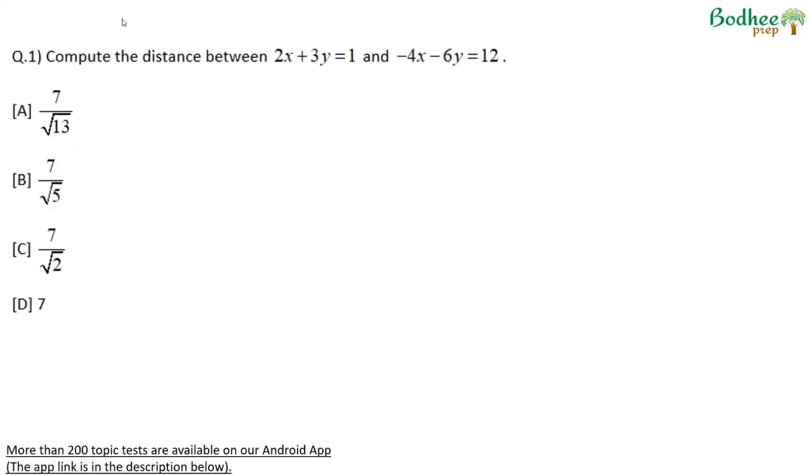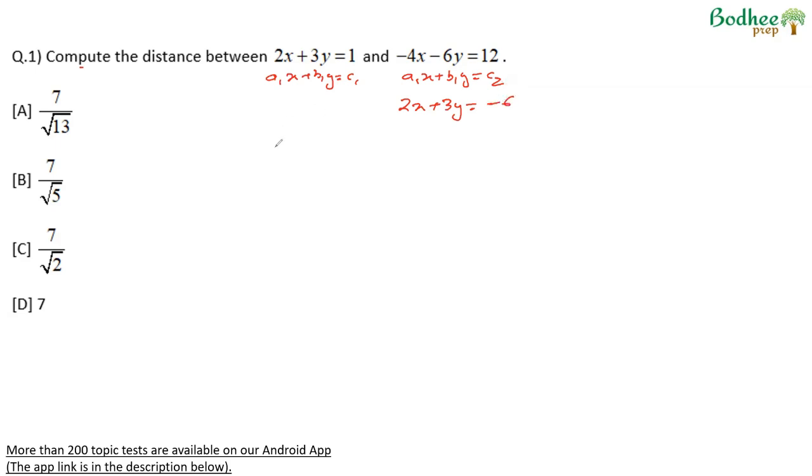If you look at the question, this is the first question. It says, compute the distance between 2x plus 3y is equal to 1 and 4x plus 6y is equal to 12. Distance between two lines will be calculated only if they are parallel. Therefore, if this is A1x plus B1y is equal to C1, parallel lines will happen when A1 and B1 are the same. So it should be of the form A1x plus B1y is equal to C2. So what we do is we divide this entire thing by minus 2. Therefore, we get 2x plus 3y is equal to minus 6.